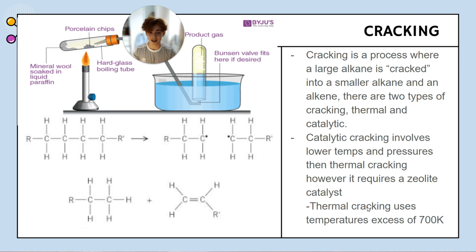And then thermal cracking is a thermal way of cracking things and uses temperatures in excess of 700 Kelvin. That's how much energy these alkanes need to actually crack and form these free radical alkyls that you see here. Now, the way that this splitting of a molecule is represented is through curly arrows which show the transfer of electrons, and this is known as an organic mechanism.